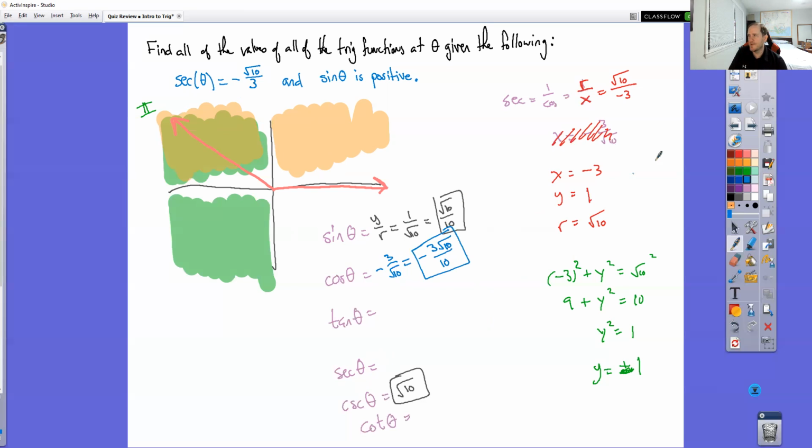And secant was the one they gave us. So that's a freebie, negative root 10 over 3. Tangent is y over x. So that's going to be 1 over negative 3, so negative 1/3. And cotangent is the reciprocal of that, so negative 3. But that's it. That's how you do it.